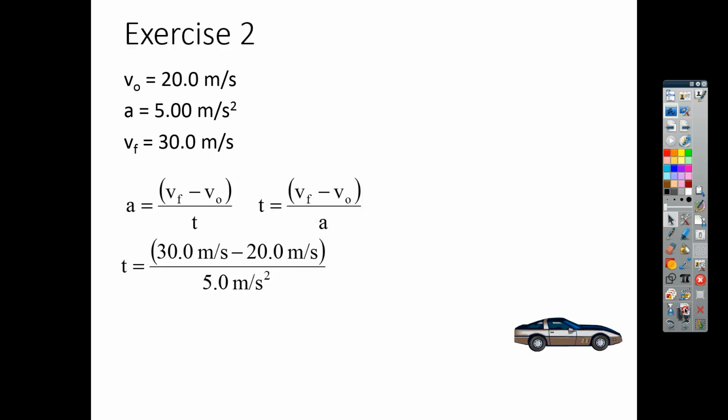So we have 30 meters per second minus 20 meters per second divided by our acceleration of 5 meters per second squared, and we should end up with 2 seconds.